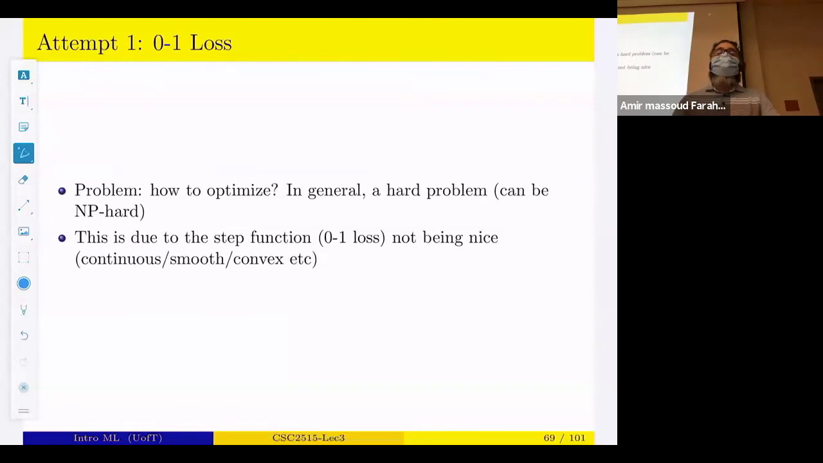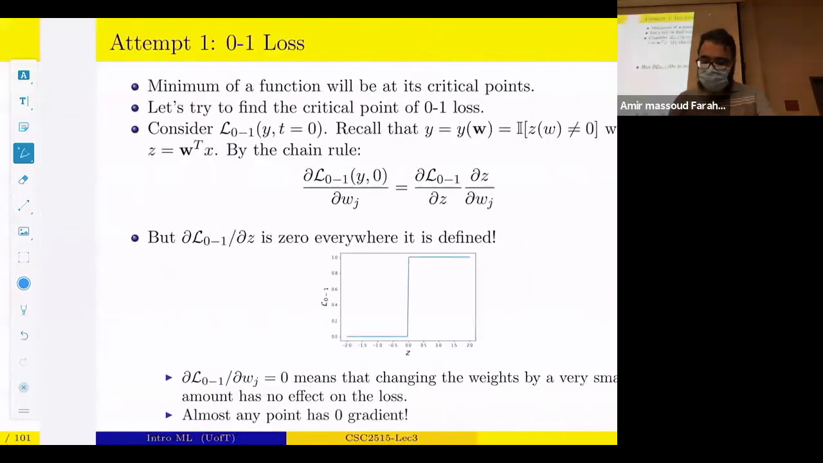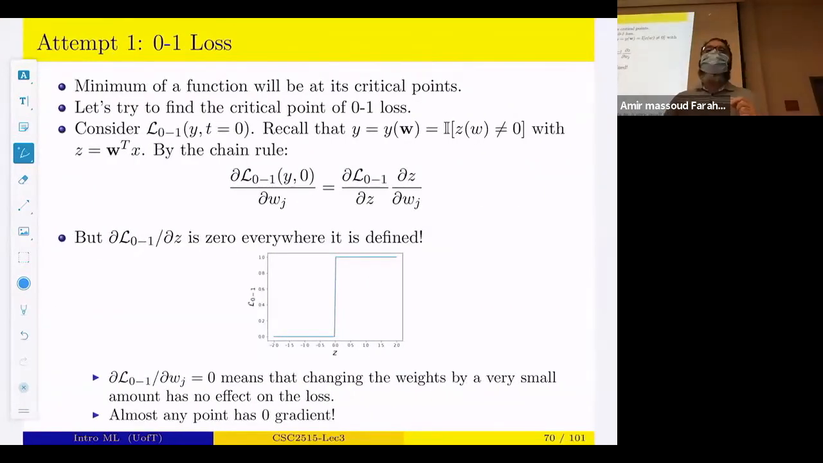The question, however, is that we chose a loss function, and now we want to find W that optimizes it. The problem is that in general, this can be a very hard optimization problem. It can be NP hard. This is due to the fact that this 0-1 loss function is not a very nice function. As I argue in the next slide in a little more detail, it is not a nice function from the perspective of doing gradient descent. If you want to do gradient descent using this 0-1 loss function, that would be a challenging problem.